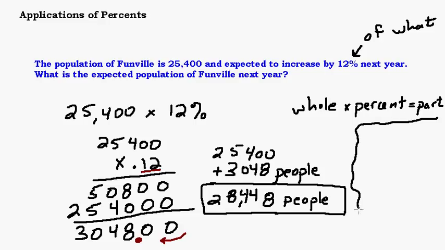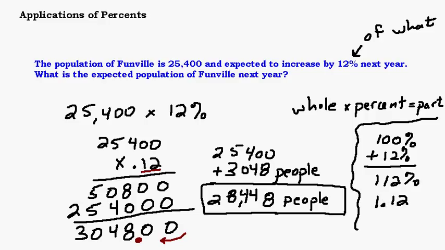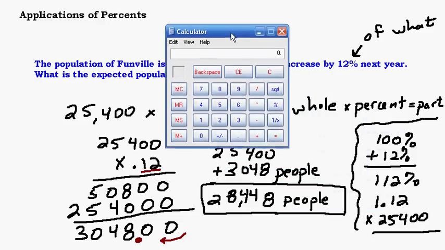The shortcut for this would be, right now you have a population, say it's 100%, and it's going to increase by 12%. So that's 112%. In a decimal, 112% would be 1.12. Now if we took that number and multiplied it by our population, 112% of our population, let me pull out the calculator to do that.